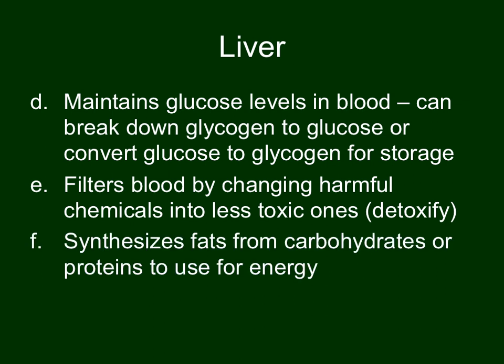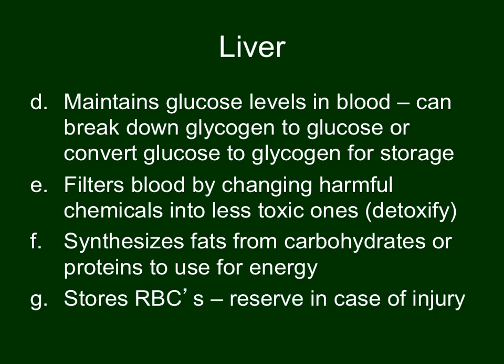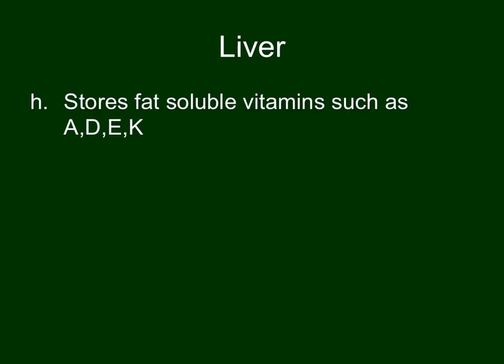It synthesizes fat from carbohydrates or proteins so that we can store them and use them for energy. Like the spleen, it stores red blood cells, and again, this is another reserve that we have in case of injury. It's going to store fat-soluble vitamins like A, D, E, and K.